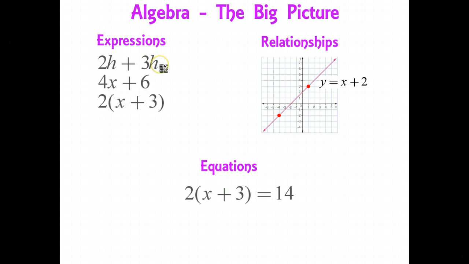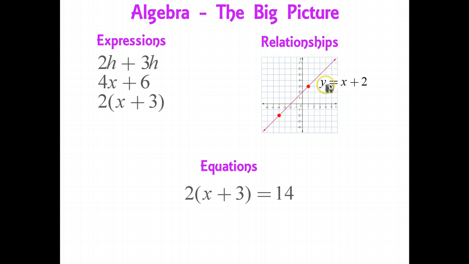You can add the two terms and get 5h. The expression 4x plus 6 could be rewritten as 2 times x plus 3. That's called factorizing when you go that way. Or an expression 2 times x plus 3 could be expanded to give you 4x plus 6. The second big topic you looked at is relationships between variables.